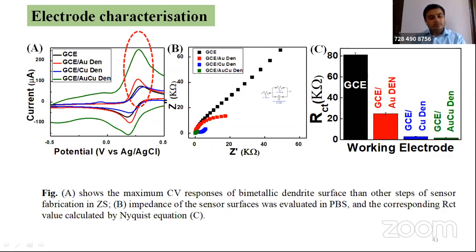This is the importance of the system, where the nanomaterial, which is a bimetallic system, when the bimetallic was loaded onto the chip, the signal is extremely high compared to the individual monometallic state of the system that I have shown here. So this is the most important result of this part, right?